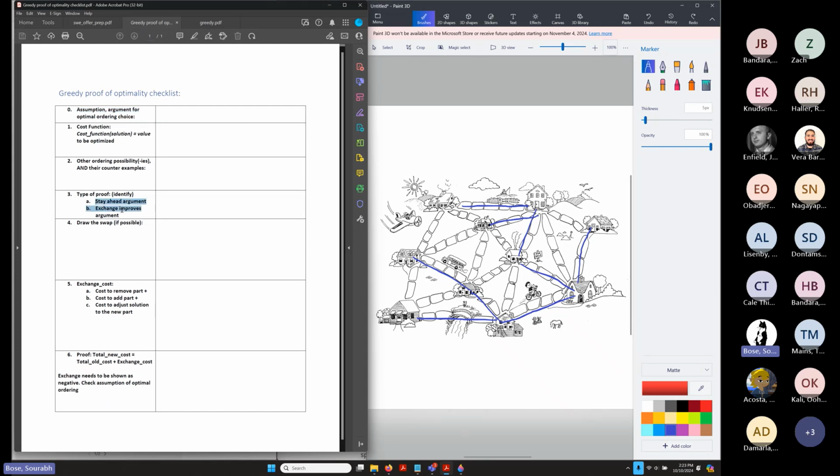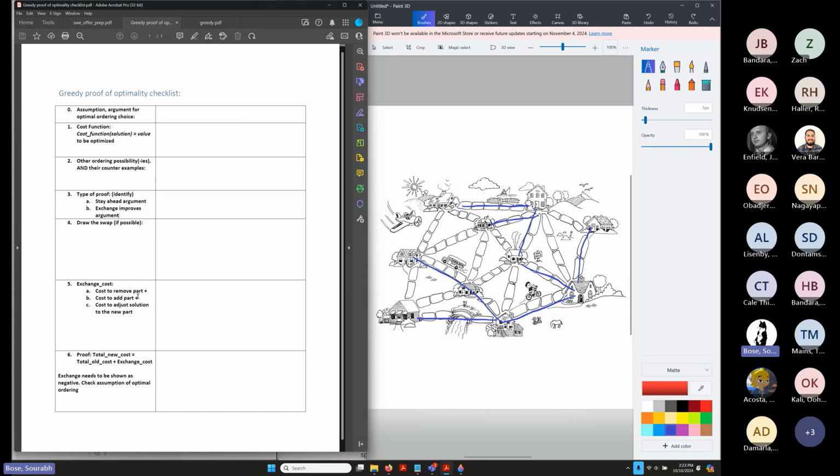There are usually two types of proofs. One is the stay ahead argument, which is usually the cost function argument, or the exchange improves argument. And then we will be drawing the swap if possible in those problems. So essentially, up to now we have been formulating problems as shortest path problems. We are going to be formulating problems as a graph again, but as a minimum spanning tree problem.